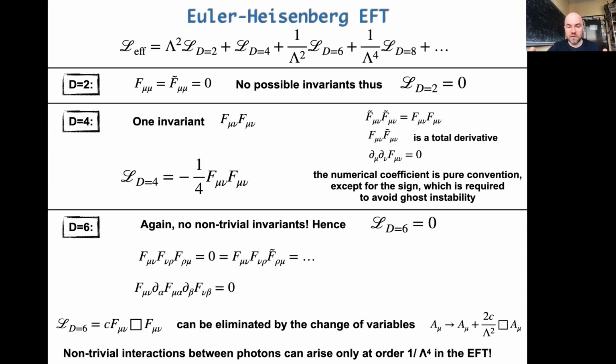So all in all, after you exhaust all the possibilities, you find that in this theory, also at dimension 6, it's not possible to write down any interactions between the photons that obey our principles, which are very basic principles, gauge invariance and Lorentz invariance. This is another way of saying that photons don't break the charge conservation symmetry.